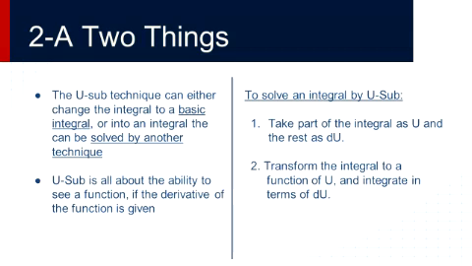And then the second step being that we transform the integral into a function of u and integrate in terms of du. Now let's apply this. We have the integral tan x times secant squared x dx. And the first step being we let u equal to tan x. And then we take the derivative of that, we get du is equal to secant squared x dx.